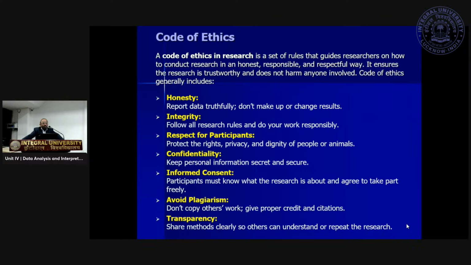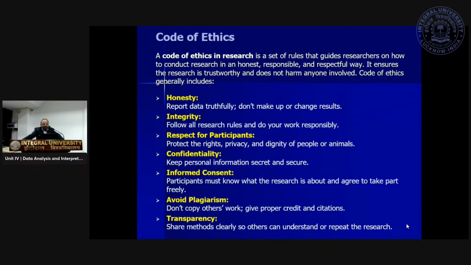Code of ethics generally includes honesty, which means report data truthfully, don't make up or change the results or data according to the results you want. As she said, integrity, follow all research rules, and do your work responsibly. Respect for participants, like human beings or animals, protect the rights, privacy, and dignity of people and animals if you are using them in your research. Confidentiality is also important. Keep personal information secret and secure so that your research will be unique.